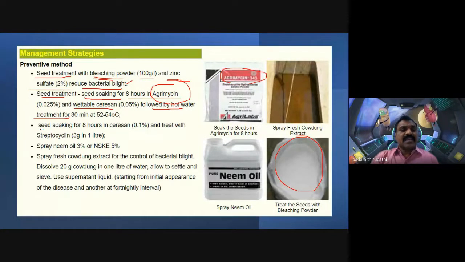Then, seed soaking for 8 hours in agromycin. In this slide, we are showing an image of agromycin 343. And vegetable ceresan, followed by hot water treatment, is also used for prevention of this disease. At the same time, seed soaking for 8 hours, then ceresan 0.1% and treatment with streptomycin. Streptocycline is an antibiotic; 3 gram in 1 liter should be used.